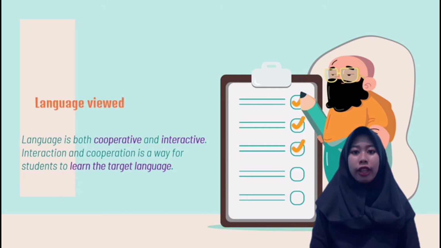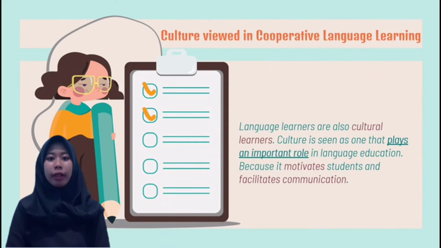Language is both cooperative and interactive. Interaction and cooperation are a way for students to learn the target language because students learn when they interact with others, working in pairs or groups in order to achieve the goals. The exchange of information between learners is crucial. In the CLL method, language is seen as a medium of interaction and it is cooperative. This is proven when students interact in discussion, they give and receive information and develop new concepts and perspectives using their native or target language. Next, how is culture viewed in the CLL method?